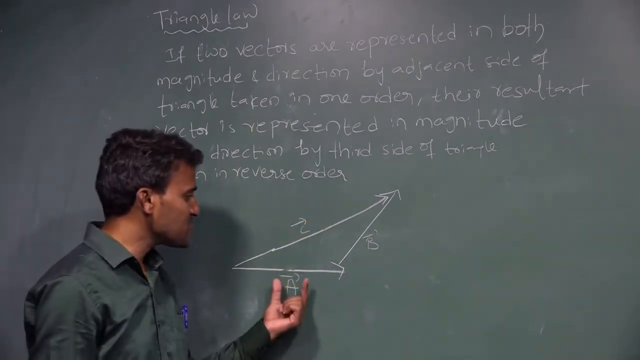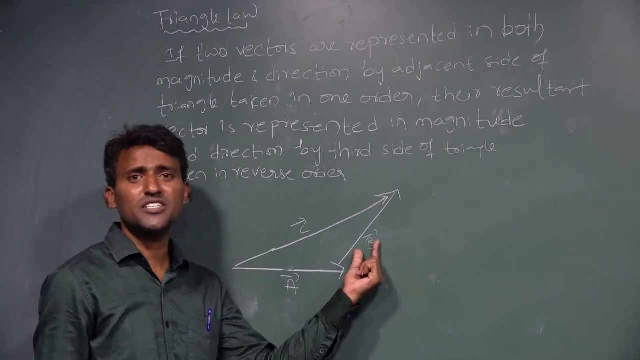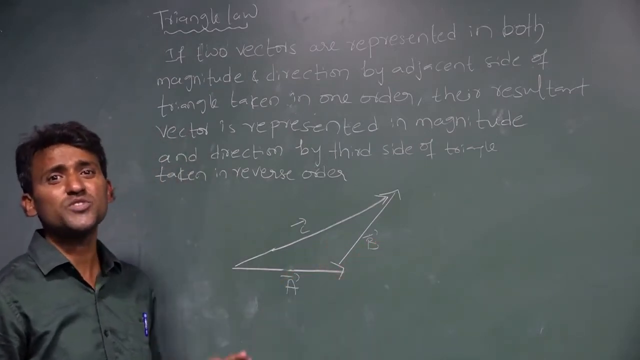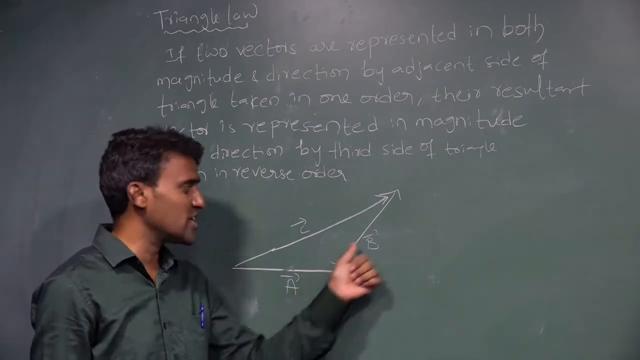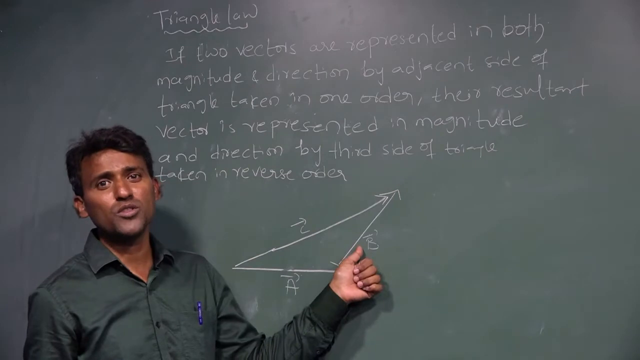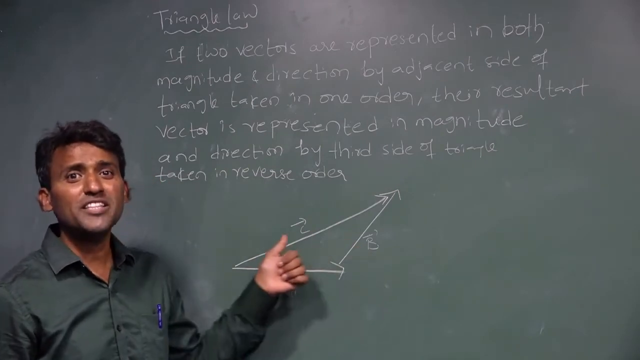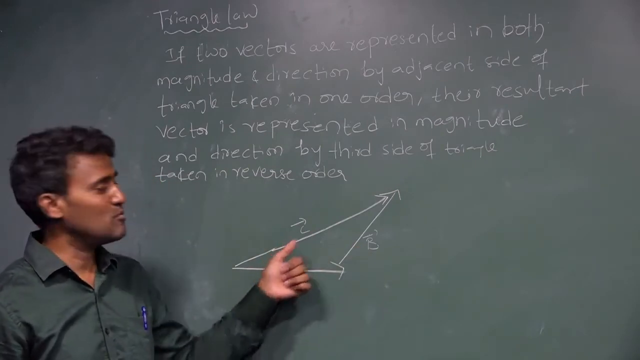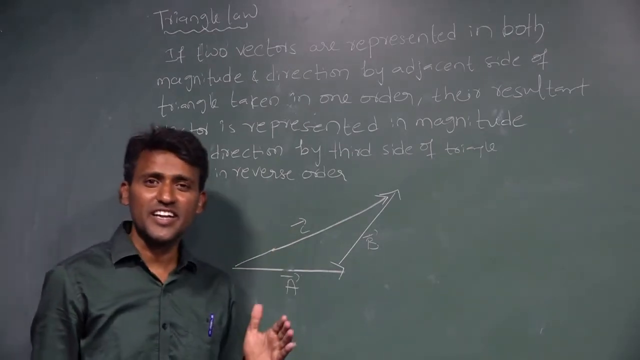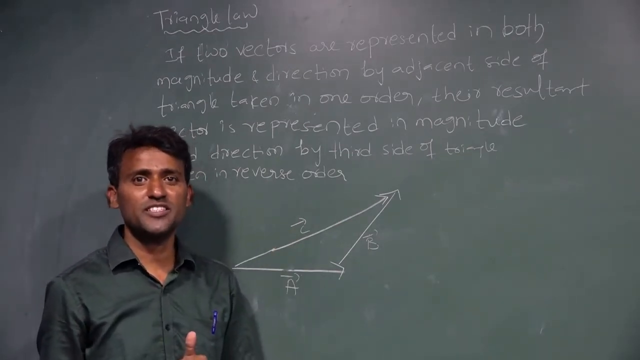Once again I am telling, two vectors represented in both magnitude and direction by two sides of the triangle, then their resultant is represented in both magnitude and direction by the closing side of the triangle. We can call this the triangle law.